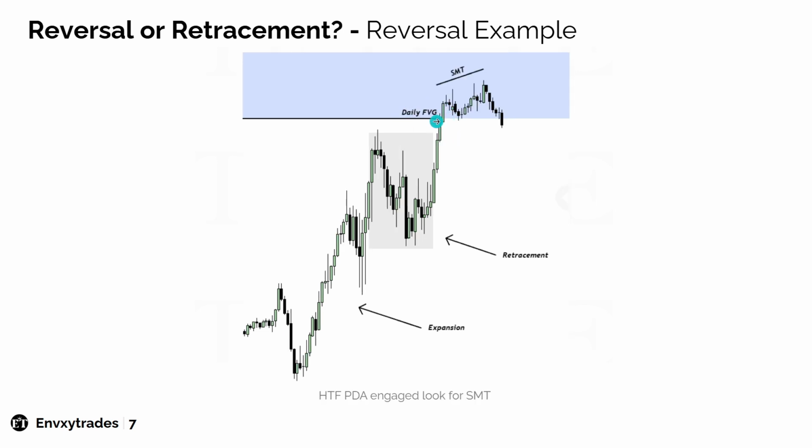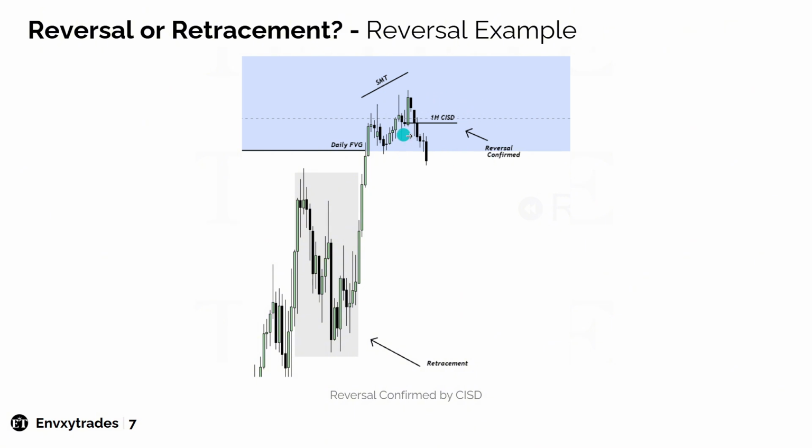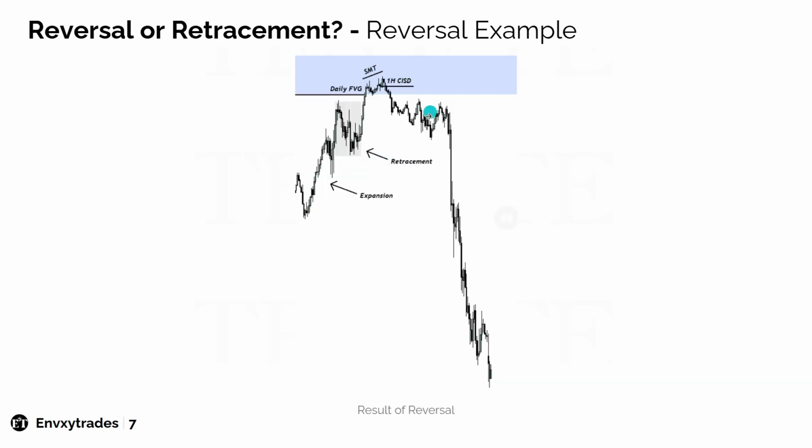Now we can see we tap into that daily fair value gap. The second step is always looking for that SMT. Now that we tapped into the higher time frame IPDA, we have this SMT. We would look for the third step in order to engage ourselves with this reversal. As you can clearly see, we have that 1 hour change in the state of delivery off that daily fair value gap with that SMT. For me, this is the reversal being confirmed, and you can enter off this. This is not a retracement leg to push higher. This is the aftermath of that reversal actually playing out.